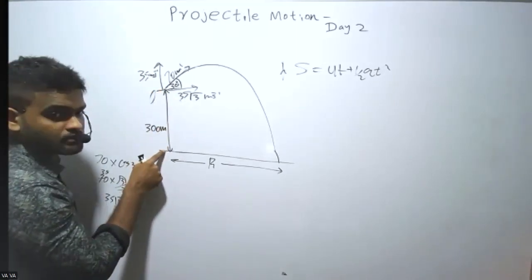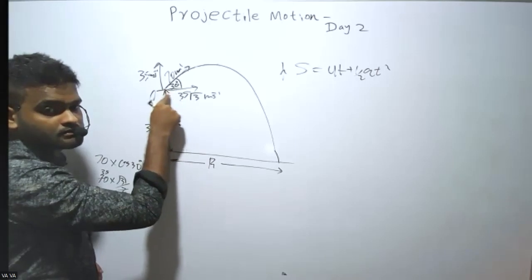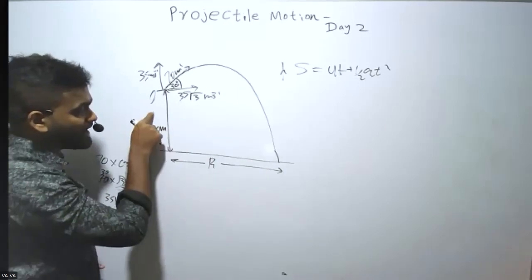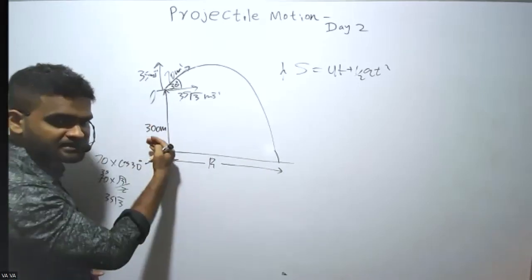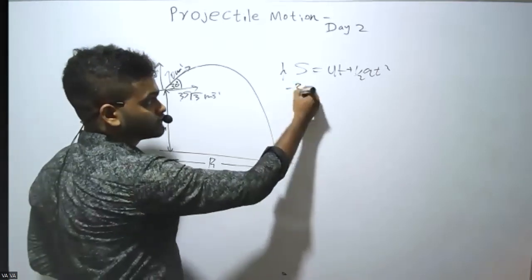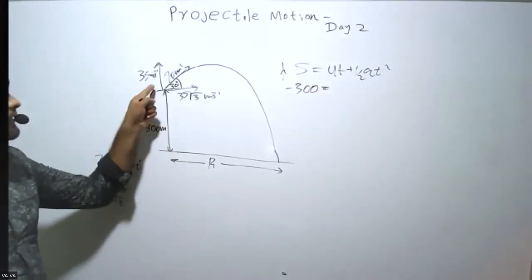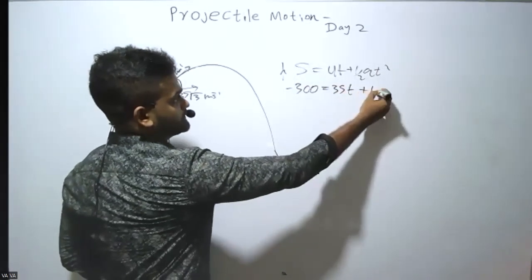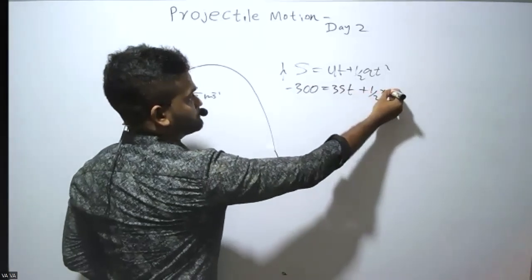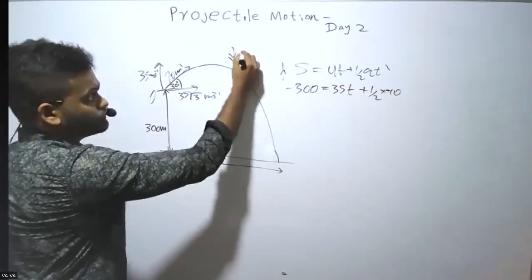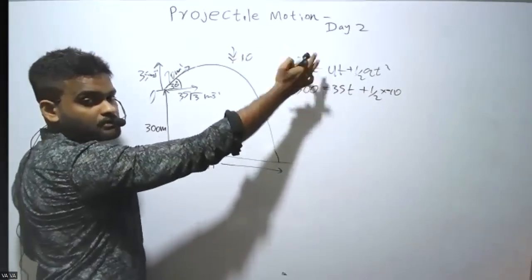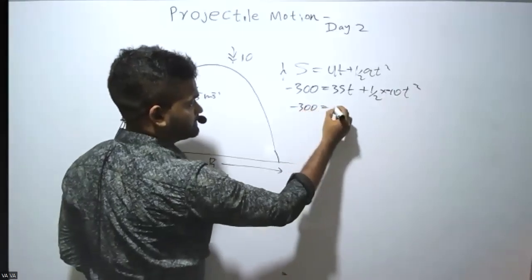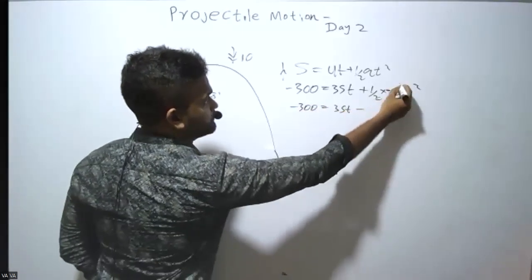Actually, it is behind the origin, the starting point. So you have to substitute displacement as minus 300. Then the vertical component of initial velocity is 35, time is t, plus half acceleration 10. Actually it is minus, right? Because acceleration is downwards and you are applying the equation upwards. Minus 10 t squared, right? Minus 300 equals 35 t minus 5 t squared.